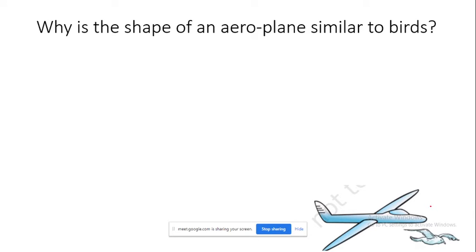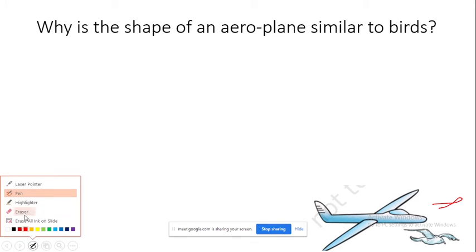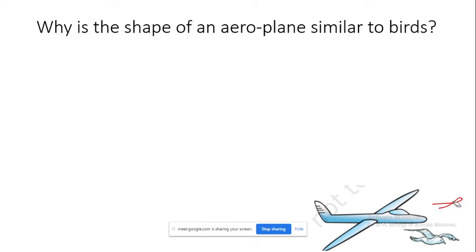Even a fish. So if I draw a fish, okay, my drawing may not be that good. Okay, I'll try to draw a fish. Consider a fish, a bird, and an aeroplane. So do you think their shapes are kind of similar? So this is my fish, okay. So now do you think? Yes.